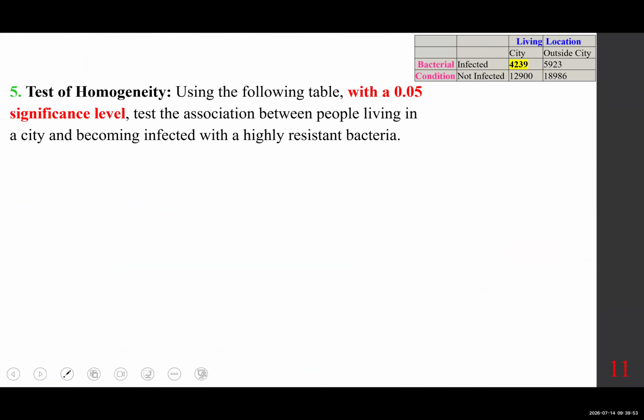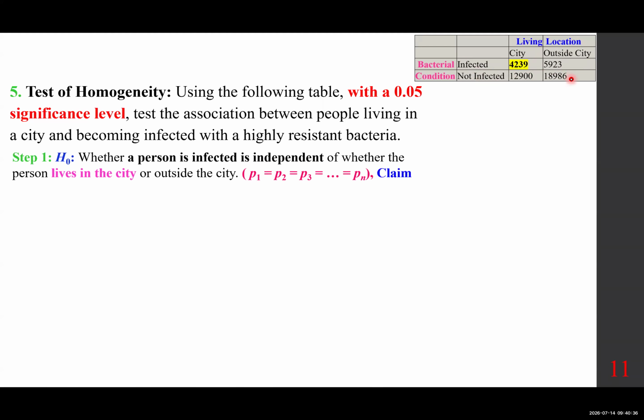All right. Test of homogeneity using the following table. With a 0.05 significance level, test the association between people living in a city and becoming infected with a highly resistant bacteria. So, bacterial condition, either infected or not infected. Here's the living location. In the city, 4,239 get infected, and 12,900 don't. Outside the city, 5,923 get infected, 18,986 don't. So that's the table, and we're going to take it from there.